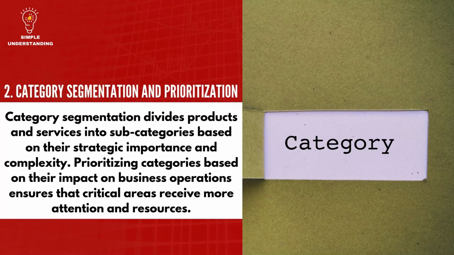2. Category segmentation and prioritization. Explanation. Category segmentation divides products and services into subcategories based on their strategic importance and complexity. Prioritizing categories based on their impact on business operations ensures that critical areas receive more attention and resources.